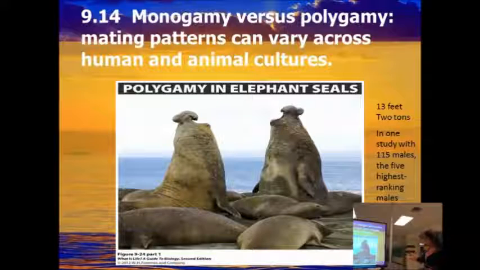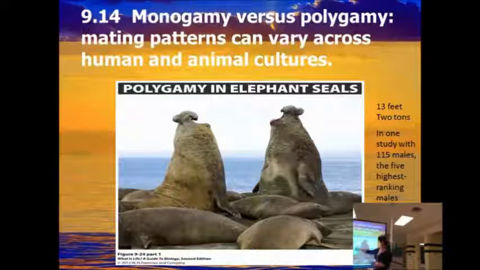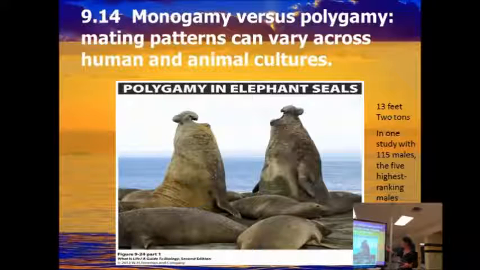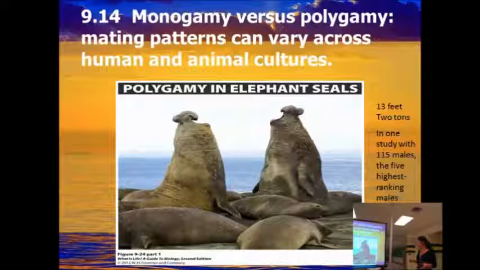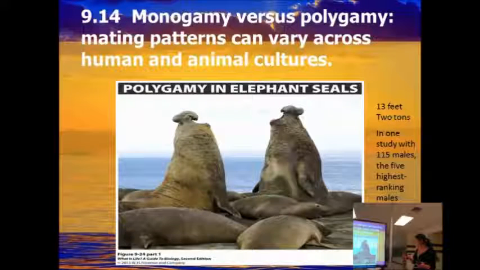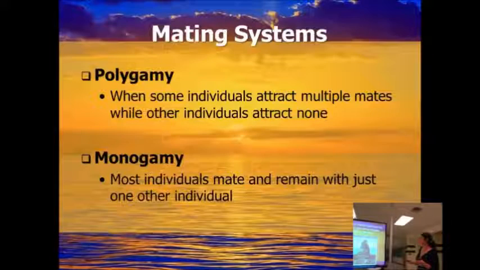This is an example of two very large males, and they are fighting over a group of females. These large males can be 13 feet long. They can weigh 2 tons, so more than your car. And in one study with 115 males, the 5 highest ranking males fathered 85% of the offspring. So imagine that. Only 5 males get to have almost all of their genes passed along to their offspring.